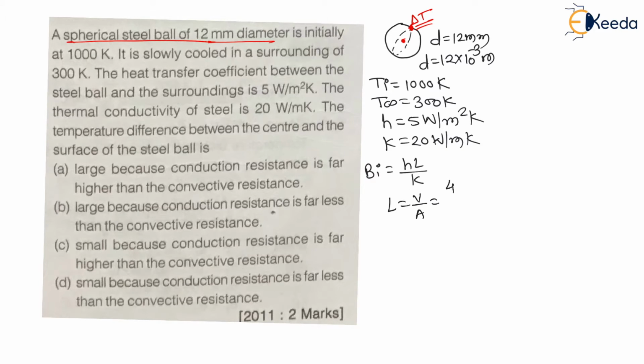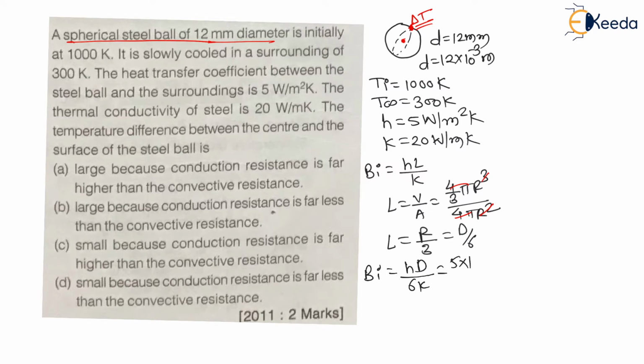Volume of a sphere is 4/3 π r³. Surface area is 4π r². Therefore, here 4π and r² will get cancelled. It will remain r/3. This characteristic dimension will remain r/3, which is nothing but d/6, right? So, my dear students, let us put this L as d/6 over here. Then this Biot number will become h d/(6k). So, let us put the values. h is given as 5, diameter is 12 × 10^-3, divided by 6 times the thermal conductivity, which is given as 20.